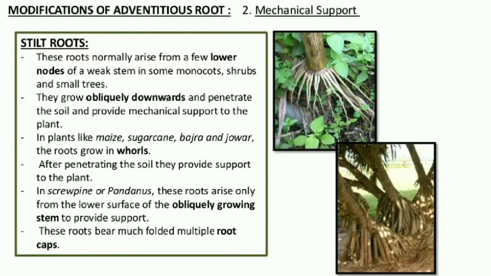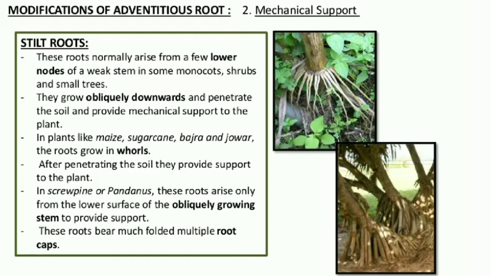In some plants like screw pine or pandanus, these roots arise only from the lower surface of the obliquely growing stem to provide mechanical support. Means if the stem is bending towards the soil, from that bending stem the roots arise and reach the ground. And those roots provide mechanical support.